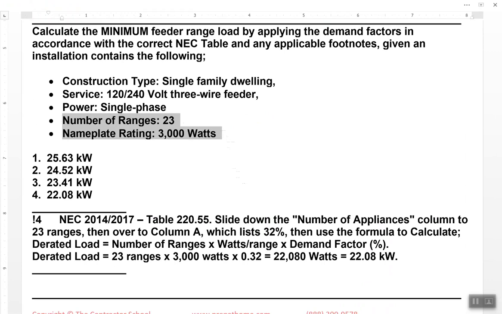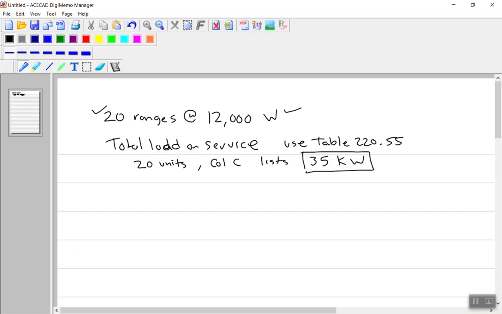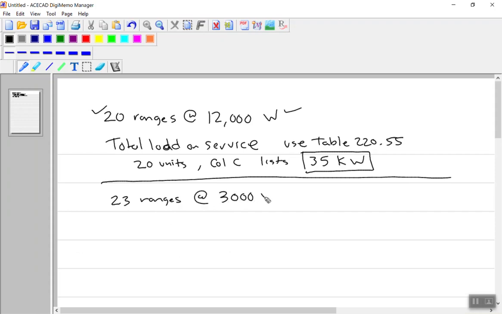let's go and put this one in our notes, actually. It makes sense to put it in our notes. Make sure we get a good note for all these things. So let's go and put a line there, right? In this case, we have a total of 23 ranges. Get this in your notes. At 3,000 watts. Doesn't sound too tough to me, right? It doesn't sound too tough. Pretty simple, actually, right?